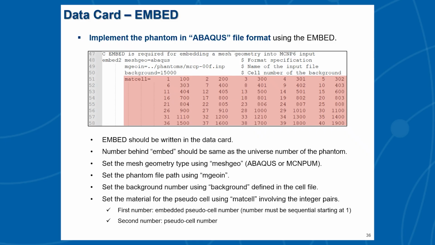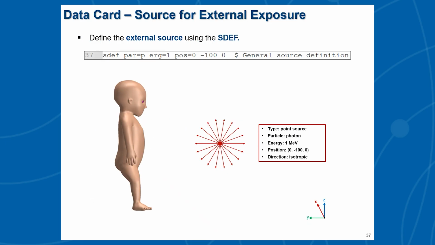The first number of the integer pair is the embedded pseudocell number, and this number must be sequential starting at 1. The second number of the integer pair is the pseudocell number, which is equal to the organ ID in this example. The next is the source definition.